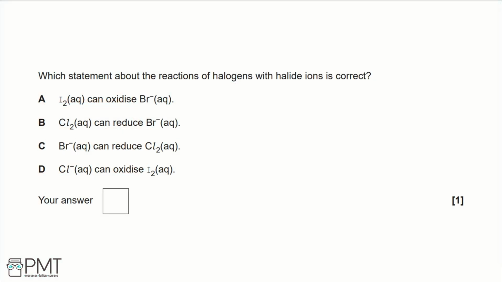Which statement about the reactions of halogens with halide ions is correct? A. I2 aqueous can oxidize Br- aqueous. B. Cl2 aqueous can reduce Br- aqueous. C. Br- aqueous can reduce Cl2 aqueous. Or D. Cl- aqueous can oxidize I2 aqueous.